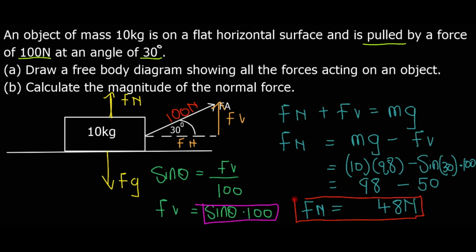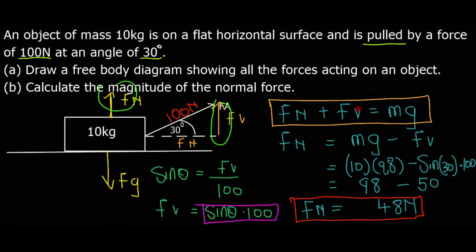So what is important is that whenever an object is being pulled at an angle, this is our formula, and you can know where this formula comes from. This is because for upward forces we have Fv and we have Fn. So that's it for this problem.